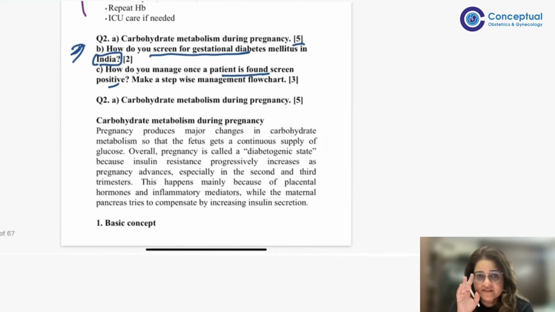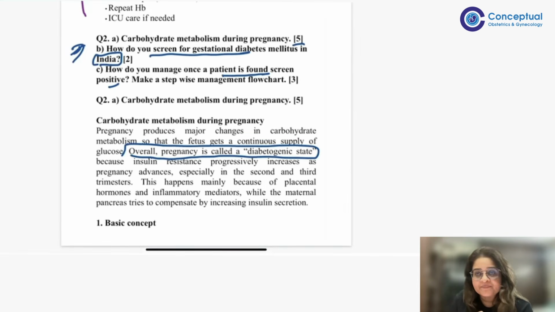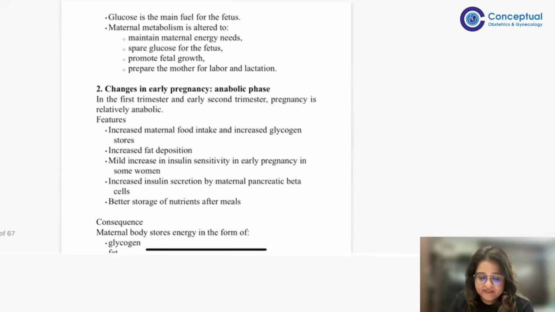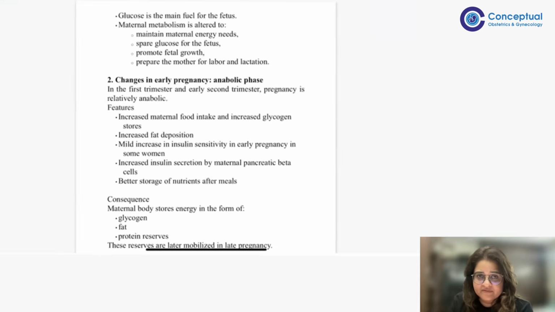So the first thing is carbohydrate metabolism. Remember, this word is very important: pregnancy is a diabetogenic state. Why? Because insulin resistance increases and anti-insulin-like hormones increase, like estrogen, progesterone, HCG, HPL. All of these cause anti-insulin-like action, and this effect is more in the latter half of pregnancy. Okay, so the basic principle I've explained.